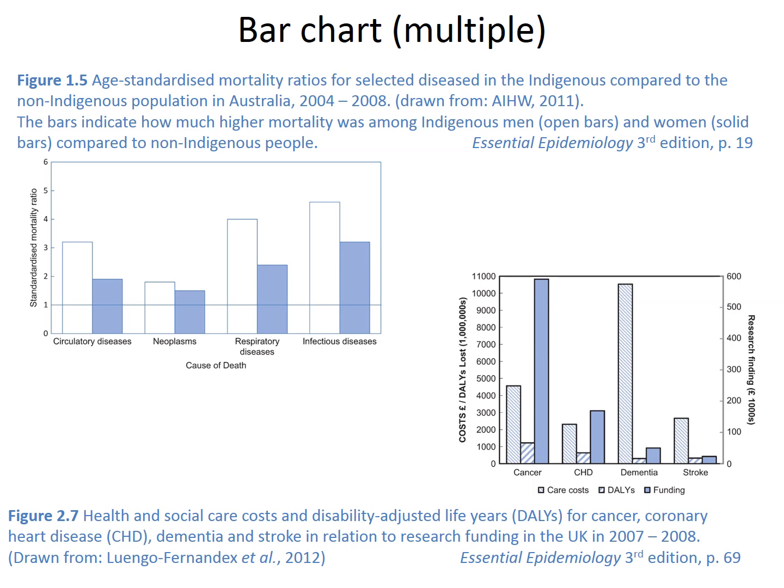Figure 2.7 shows the care costs, DALYs, and funding, with funding on a second y-axis for 4 different conditions. What type of variable can a bar chart represent? The answer is categorical data.